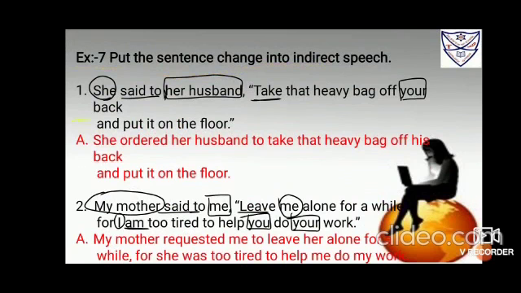Number 1, she said to her husband, take that heavy bag off your back and put it on the floor. So now said to is the reporting verb. Now the reported verbs are take and put. But for take and put, what you have to do is, in imperative statements you have to begin with to, change it into infinitive. So it is to take, okay.